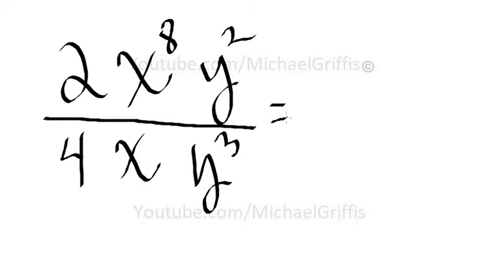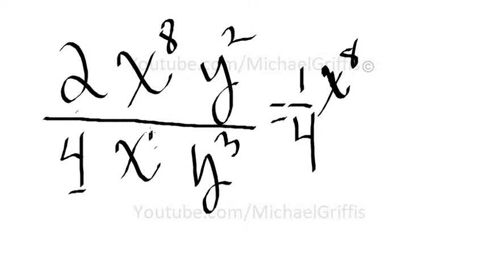And what I'm going to do here is write smaller. First thing, 2 and 4 can reduce down to 1/4. This x to the 8th, if I take this x, which is to the first power, and I take it to the top, it becomes x to the negative 1.